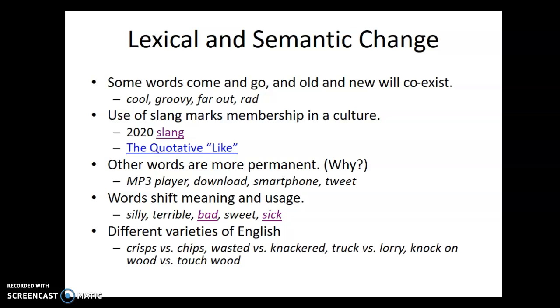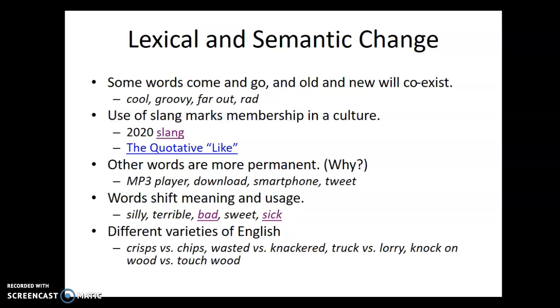And different varieties of English. If we compare American English to British English, we see definitely some different vocabulary words to refer to the same items. So crisps, we know them as chips in the United States. You can be wasted in the United States, but knackered in the UK.